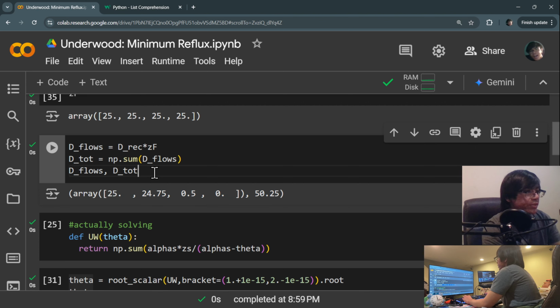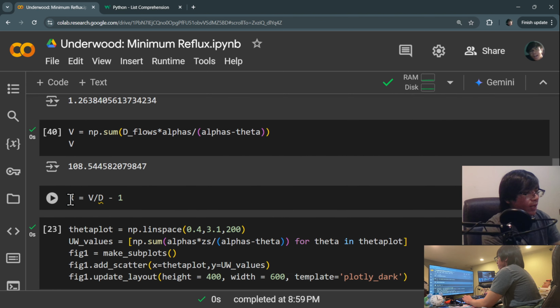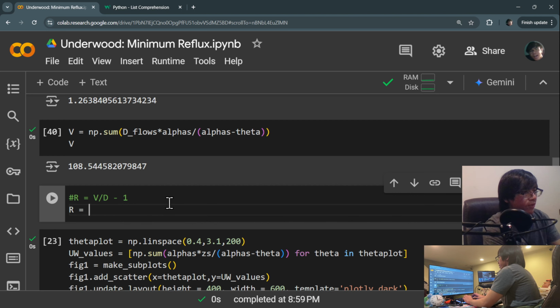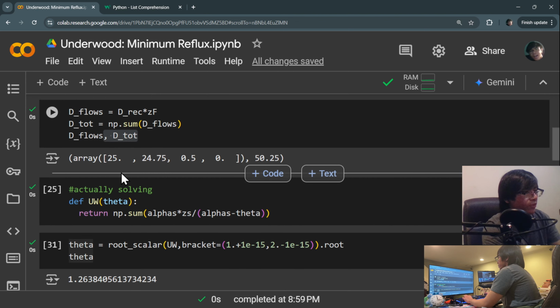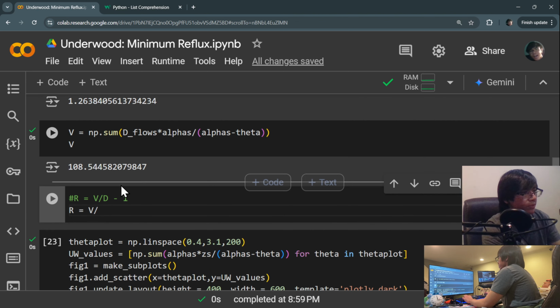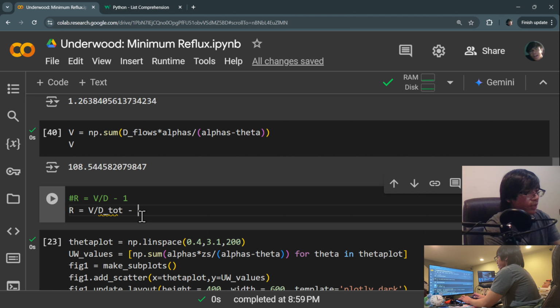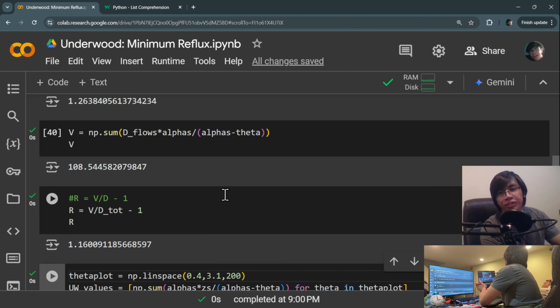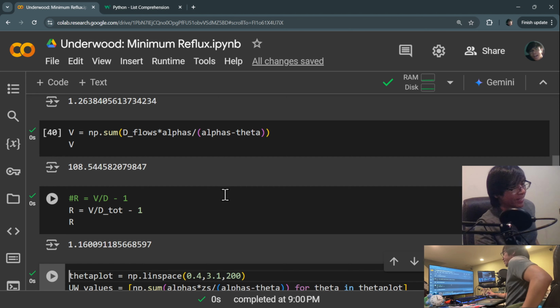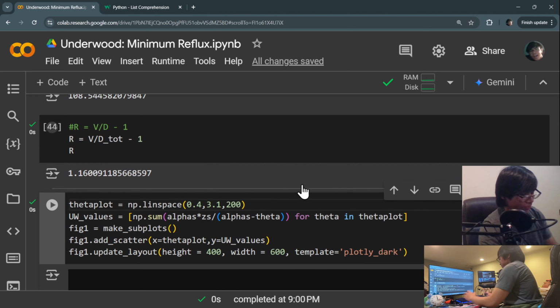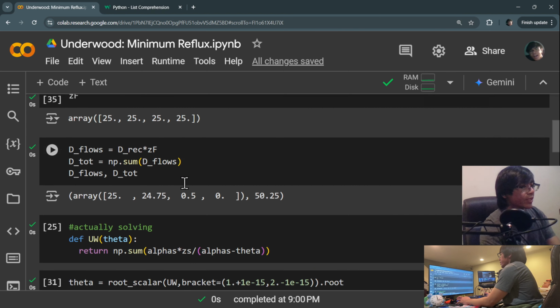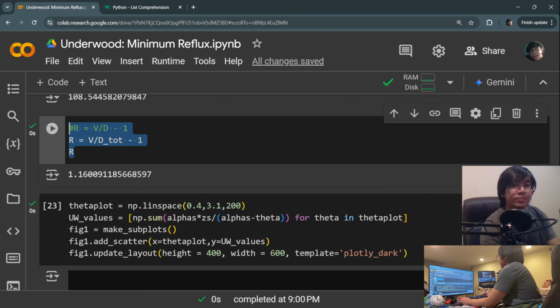Remember, it's just adding. So now we have a distillate total. Now, at our minimum reflux, we have our vapor we already got, and then our distillate total, which is the sum of all of our distillate flows. So D total minus 1, please. And I think this was around 1.16. Perfect. We did it. So that's it. Honestly, finishing right on time. So yeah, this is our minimum reflux ratio.